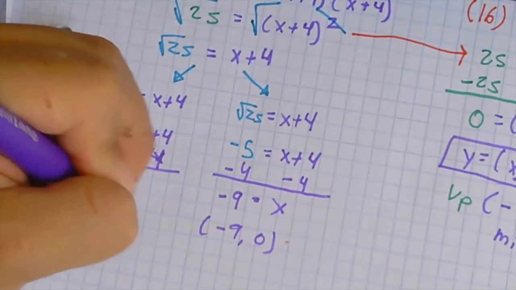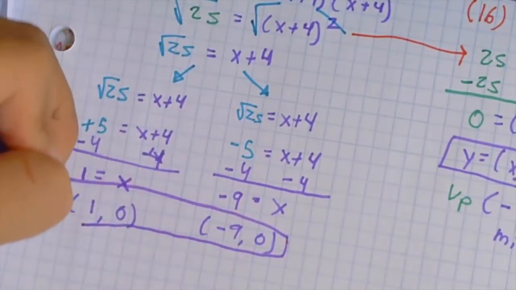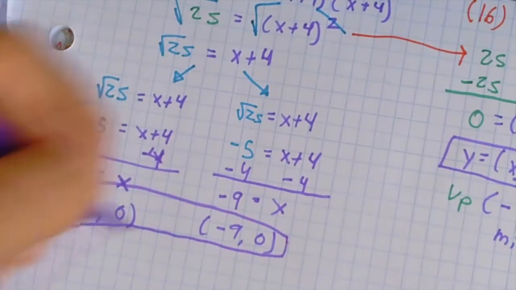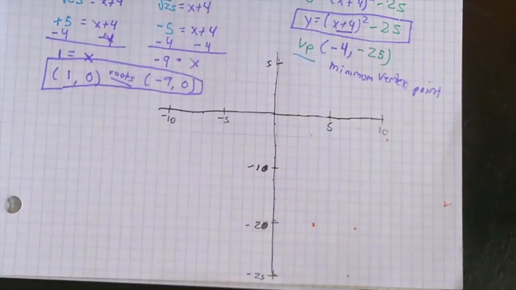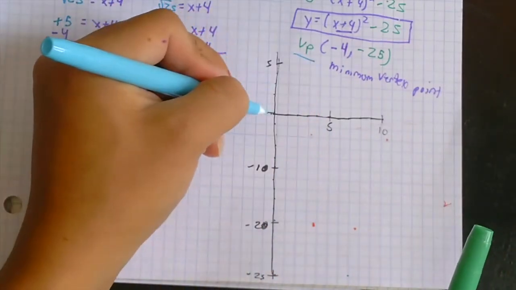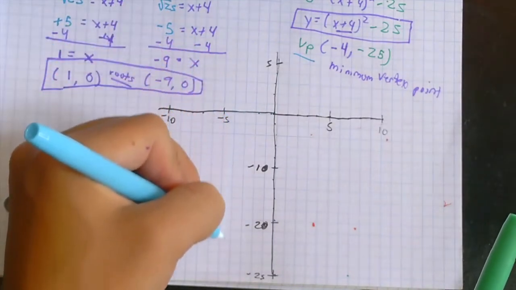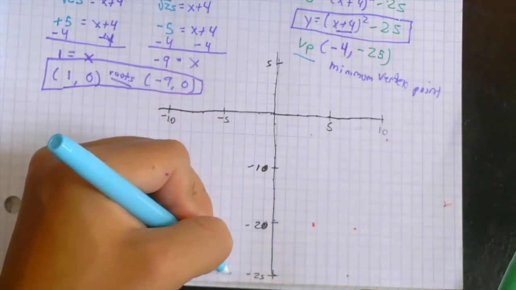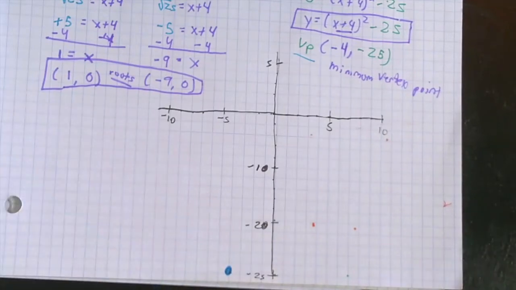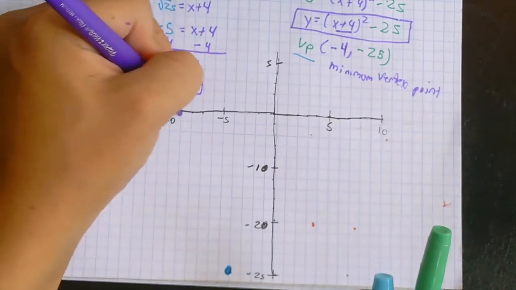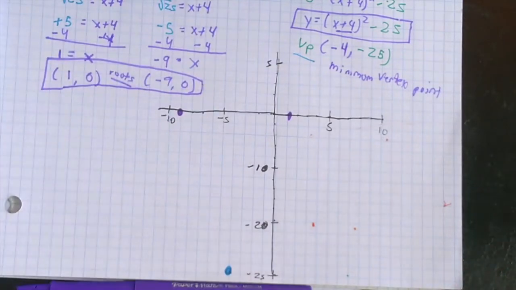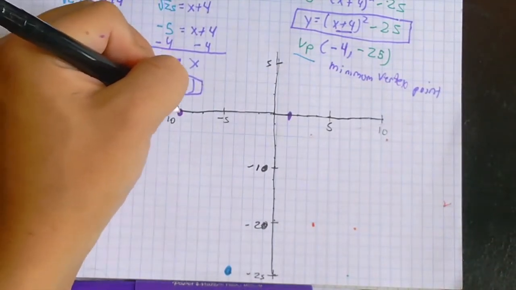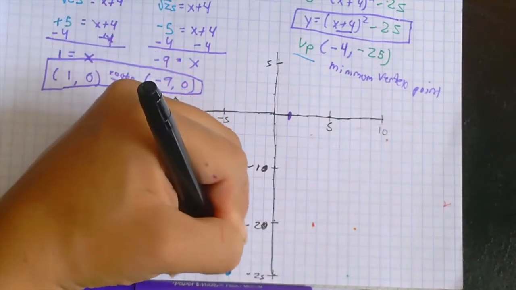You should write the final answers just like here. These are our roots. So let's begin. Our vertex point is negative 4, negative 25. So 1, 2, 3, 4, negative 25 all the way down here. Our roots are 1, 0 and negative 9, 0. Now we are just going to connect the points.